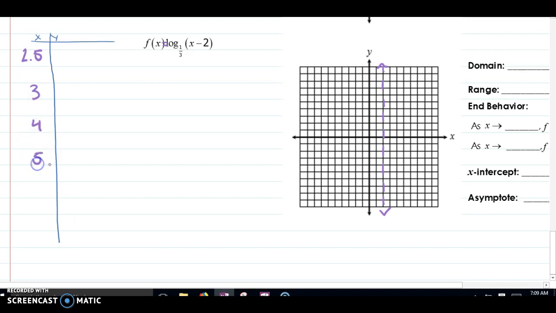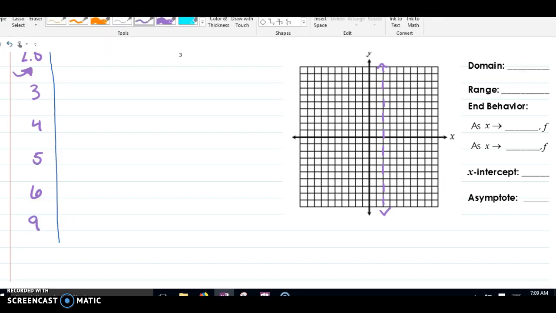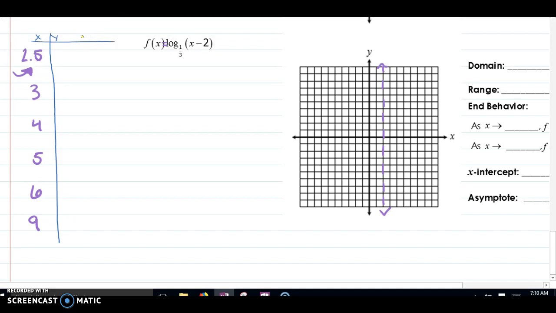I always want you guys to plug in one decimal point right after the asymptote, like 0.5, just so that you see numbers coming closer to the asymptote. If you don't do that, you're not going to see anything near the asymptote. You're going to see a point a whole unit away from it. So I'm going to plug in numbers after the asymptote.